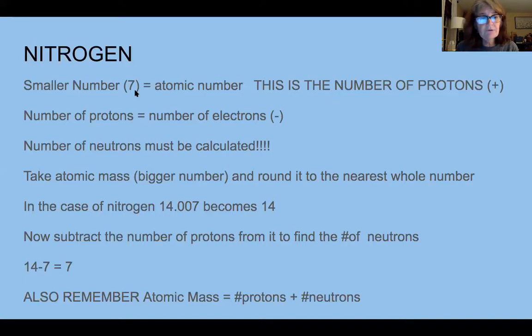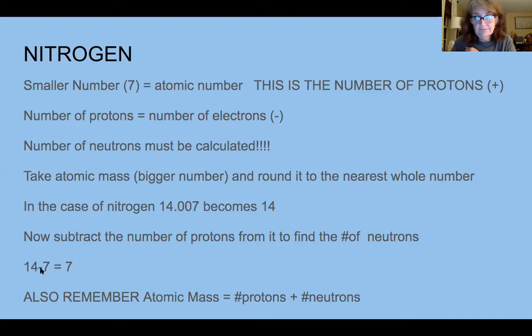Just a quick review. The smaller number is the atomic number. It's the number of protons or positive subatomic particles in the nucleus. The number of protons is equal to the number of electrons, which live in the electron shells outside. They're negative. The number of neutrons has to be calculated. So you take the bigger number, the atomic weight, round it to the nearest whole number. In the case of nitrogen, 14.007 becomes 14.